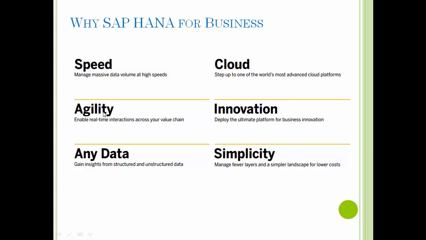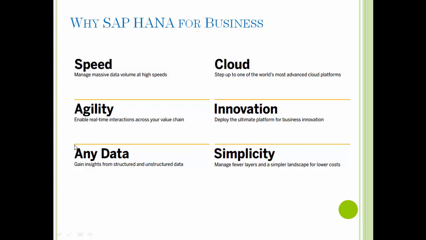Next is agility. By agility, I mean it enables real-time integration across the value chain when business is happening. So it integrates with the entire business chain, end-to-end transactions, even when the business is happening. So it's real time all the time. In that way, it is agile.